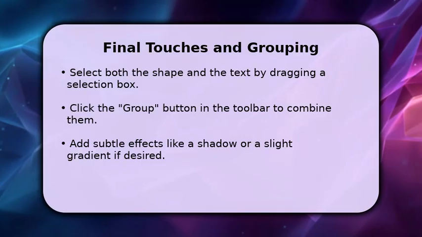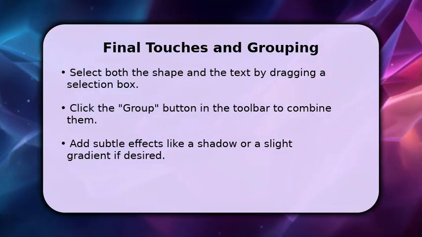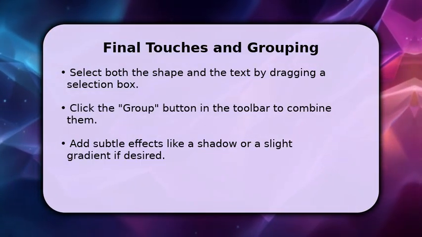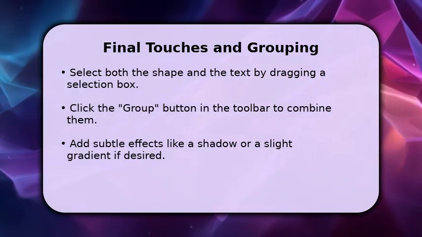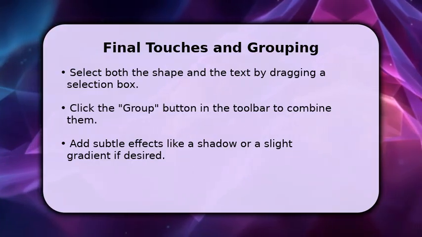To ensure your button moves as one unit, select both the shape and the text. You can do this by clicking and dragging your mouse over both elements. Then, click the Group button in the toolbar.